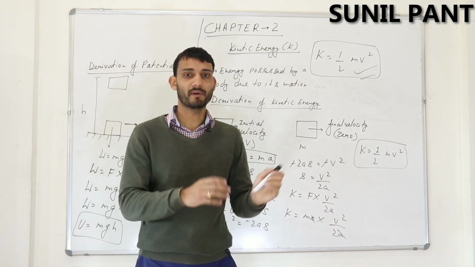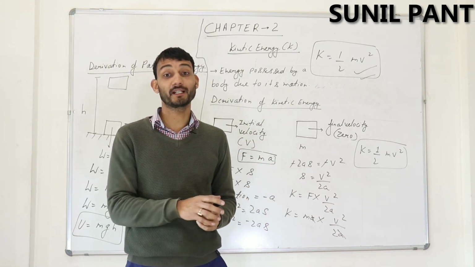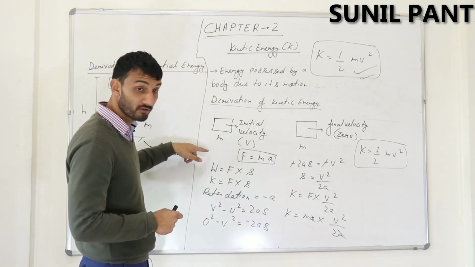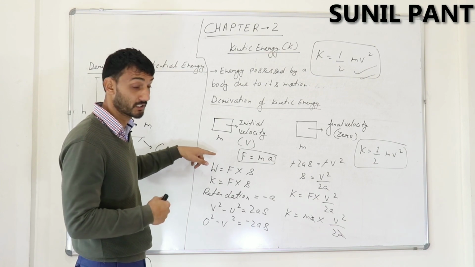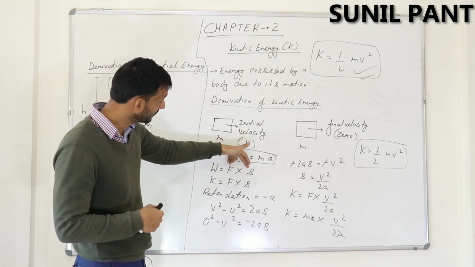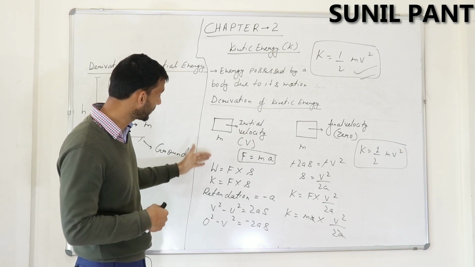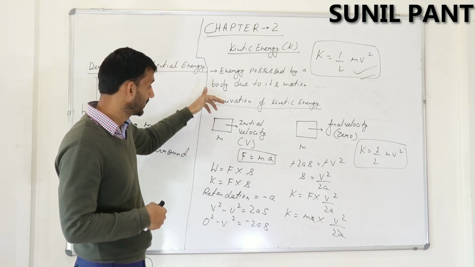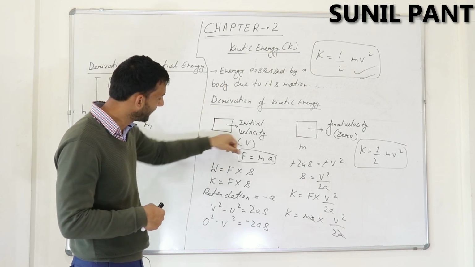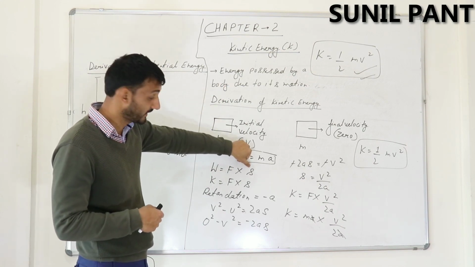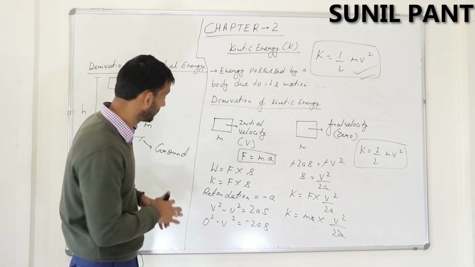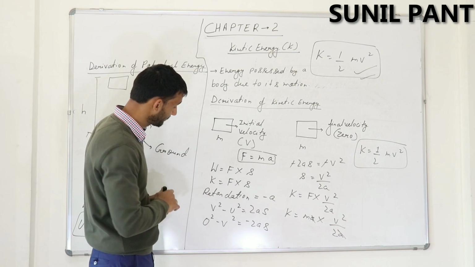Obviously, you are applying some force on the object and stopping it, so you have done some amount of work to stop the object. How much work have you done? Force into displacement. The initial velocity of the object is v, and the object has displaced by s amount. So W is equal to F into s.